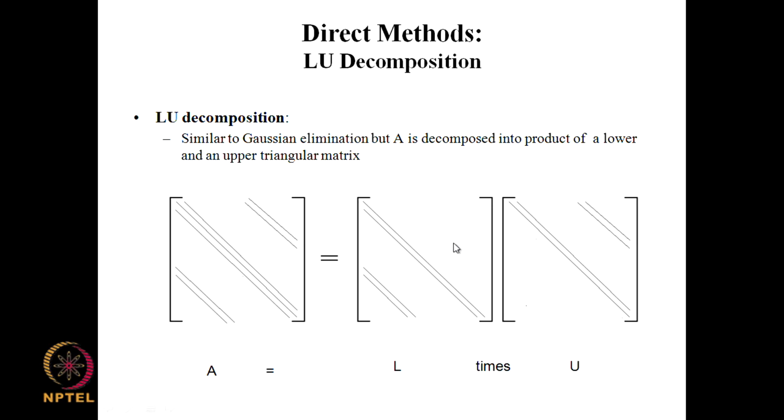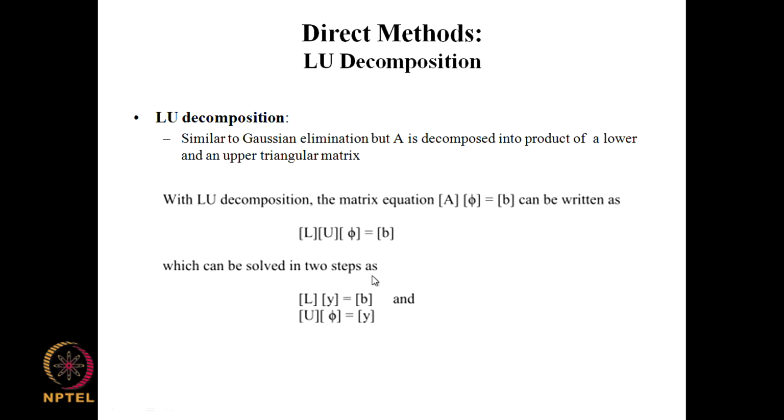So, that is a matrix in which all the elements above the diagonal are 0 and only those below the main diagonal may contain non-zero elements, and so this L times U, where U is an upper triangular matrix like this. Okay. So, if we can do this decomposition, then the solution of the resulting LU equal to B is relatively easy. So, with LU decomposition, the matrix equation A phi equal to B is written as L times U times phi equal to B, and this equation is solved in two steps.